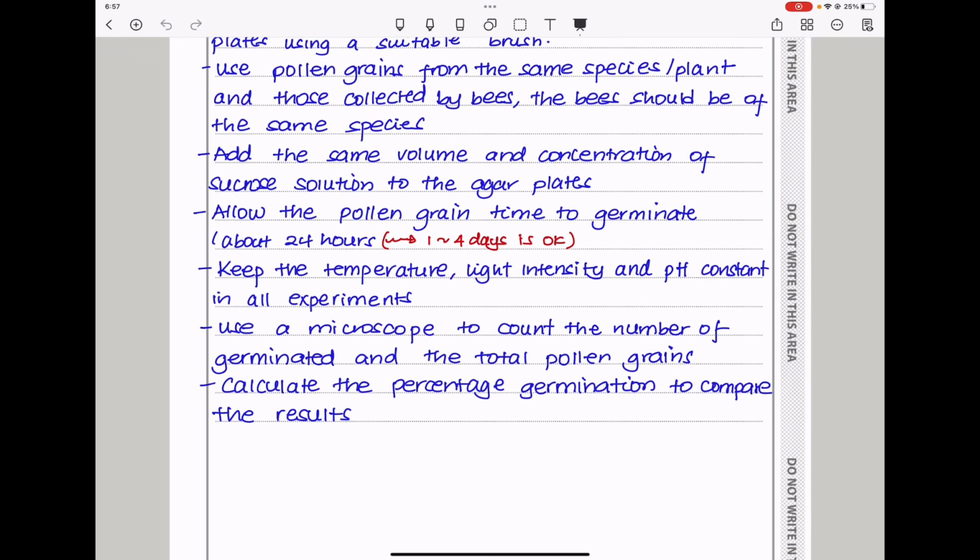Then we use a microscope to count the number of germinated and the total pollen grains, and then we can calculate the percentage germination to compare the results. Moving on.